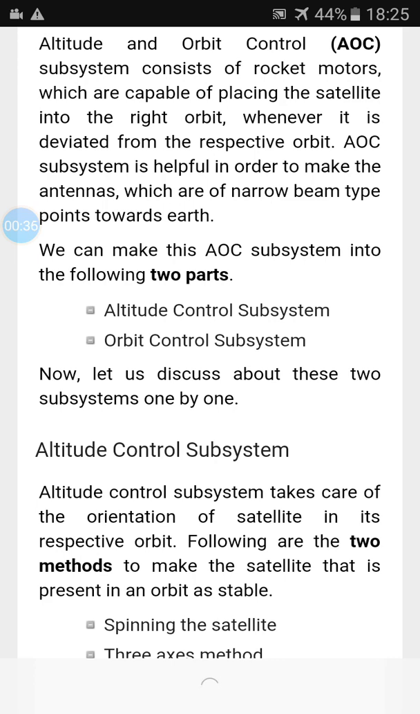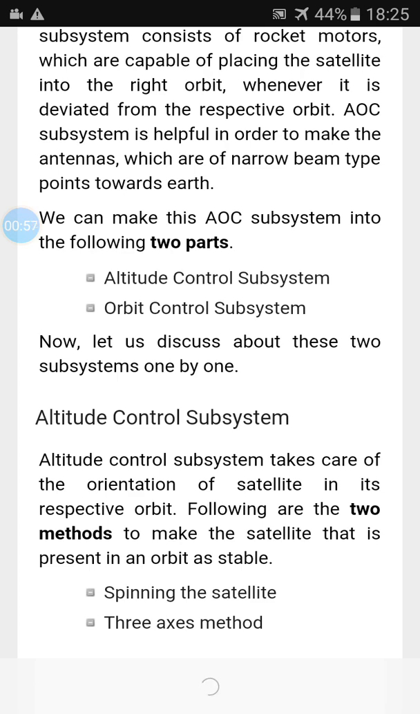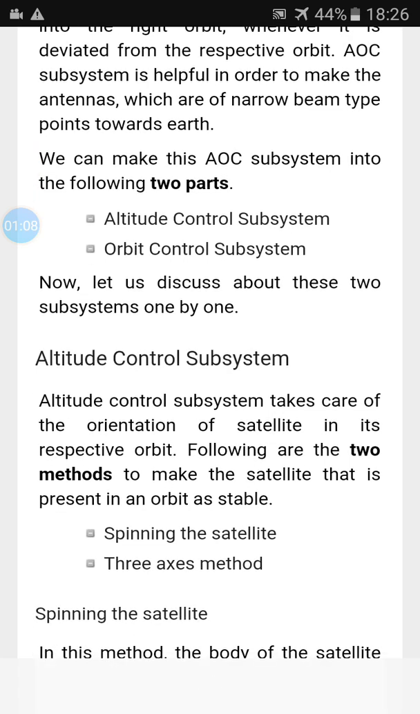Attitude and orbit control system is represented by AOC. The AOC subsystem has two parts, attitude and orbit. So, while designing a satellite, we have two important issues. First of all, we have to control attitude, then we have to control orbit. Now, one by one, we will discuss what is the attitude control subsystem and the orbit control subsystem.